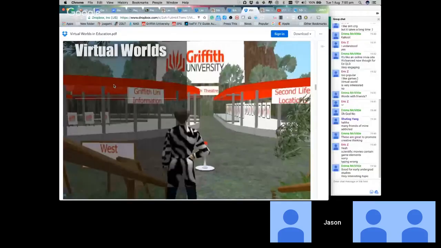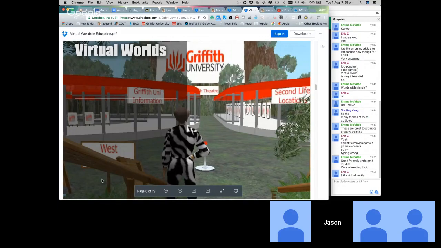Okay, so now let's get into the next topic, which is around virtual worlds and virtual spaces. This is a little bit different to computer gaming, although it does have some similarities. So this is an image of a virtual world that I created for Griffith University about 10 years ago. And you had avatars, and we're sort of seeing the back of my avatar there, who could move around.